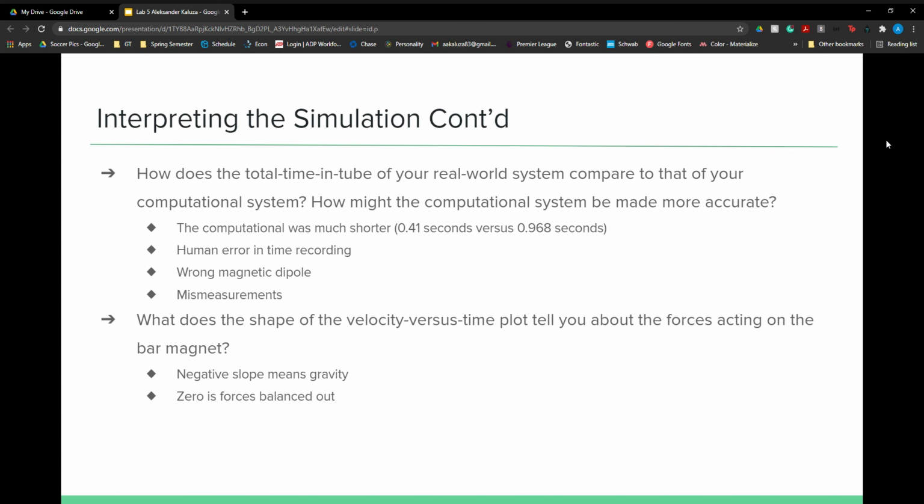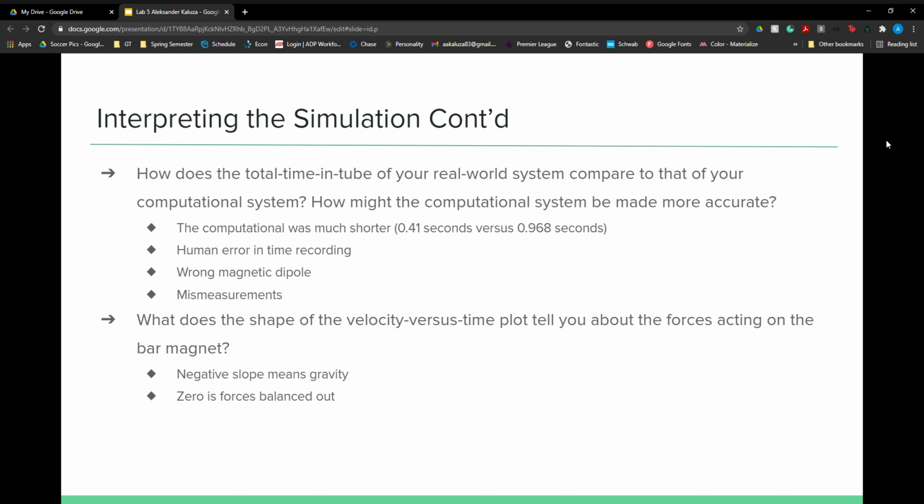So how does the total time in tube compare from computational to real life? So the computational in my case was much shorter. Some of the error I found may have been my own human error in reporting the time. Also, I could have calculated an incorrect magnetic dipole in lab 3, and also may have had some mismeasurements in terms of tube dimensions. And what does the shape of the velocity versus time plot tell us about the forces?